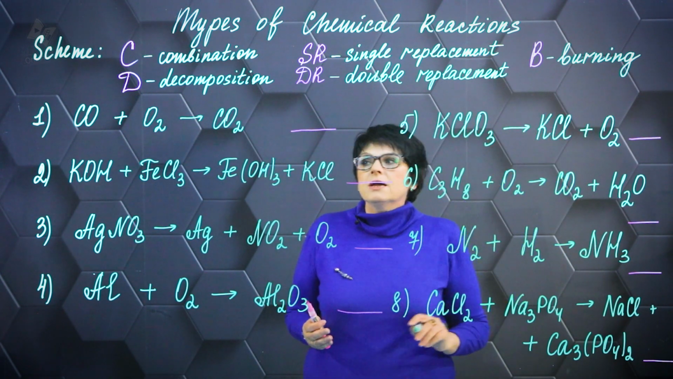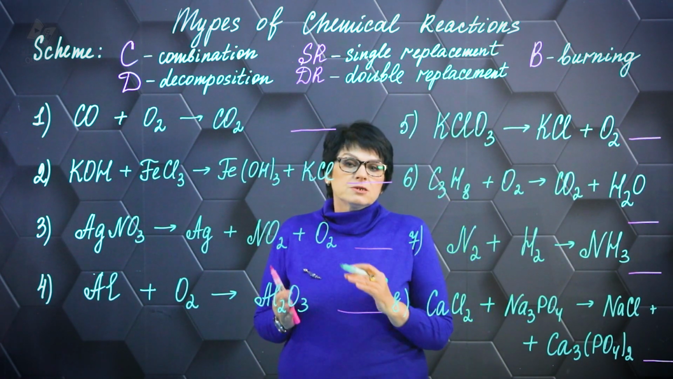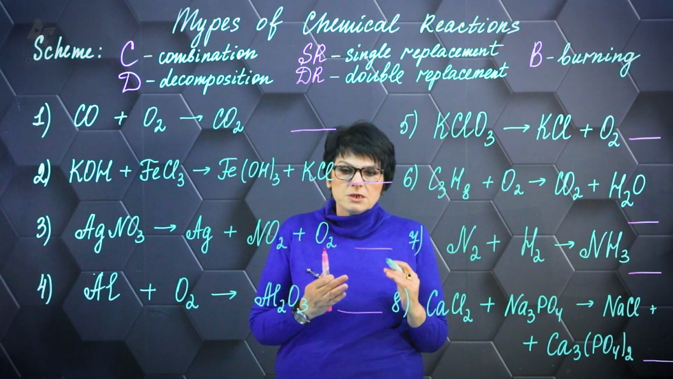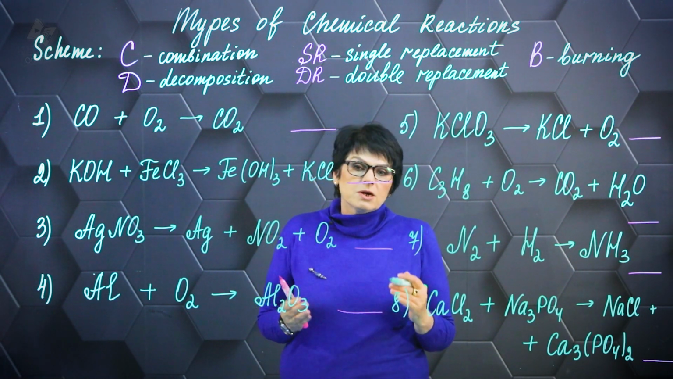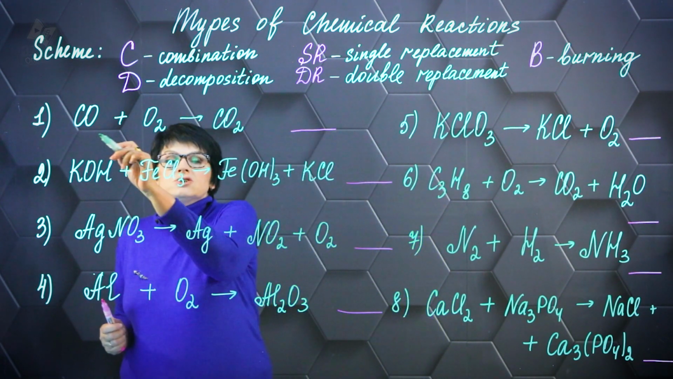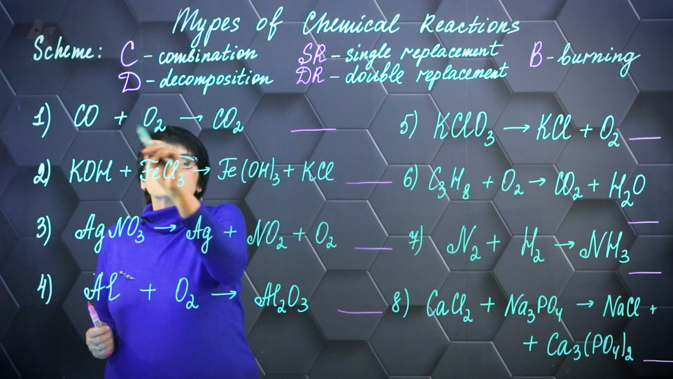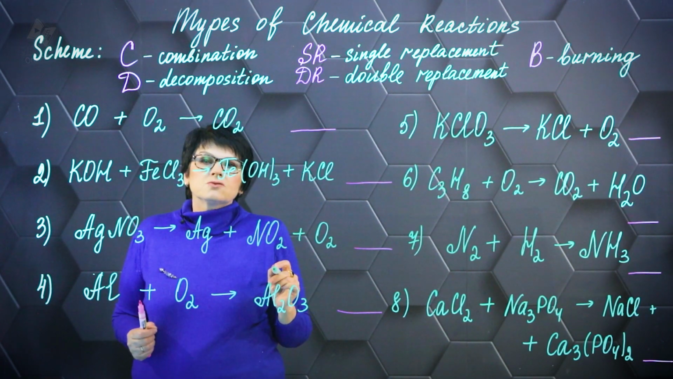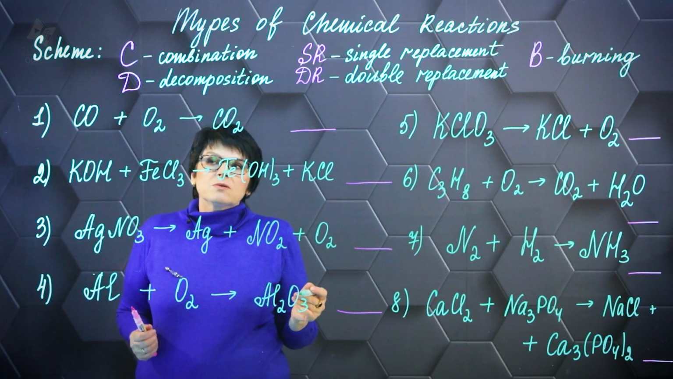But to begin with, in each of the equations, we will check the necessary coefficients, unnecessary ones, and indicate the type of reaction accordingly. So, let's start with the first example. As we can see, this is the reaction of the interaction between CO and oxygen.